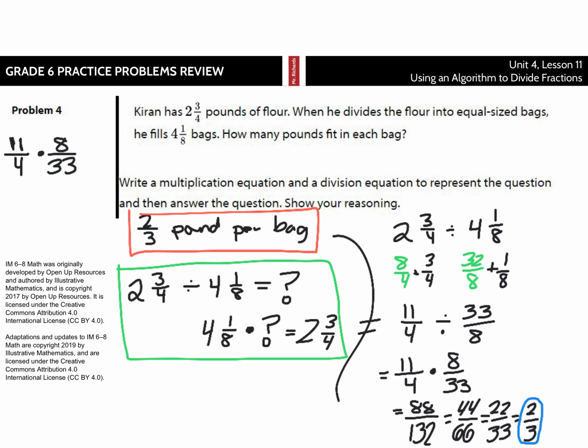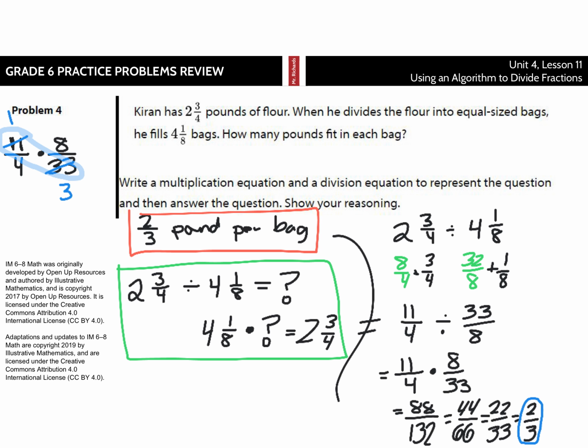If you look on the sides here at this 11 and 33, is there a number that I could divide out of there to make this multiplication question easier? And sure enough, you can divide an 11 from each. So if I divide an 11 from each, 11 divided by 11 is 1. 33 divided by 11 is 3.